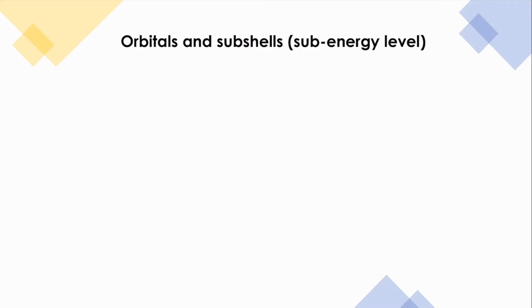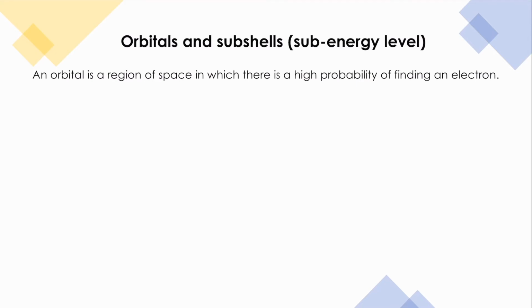Orbitals and subshells. An orbital is a region of space in which there is a high probability of finding an electron. We have 4 subshells, which are S, P, D, F. When we would like to fill the orbitals in the subshells with electrons, we have to understand how we can draw the orbital. We can draw the orbital as a box. The capacity of the box is 2 electrons, so the maximum number of electrons in an orbital is 2.